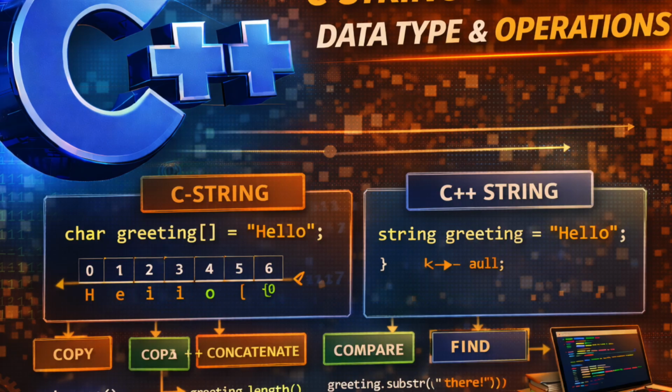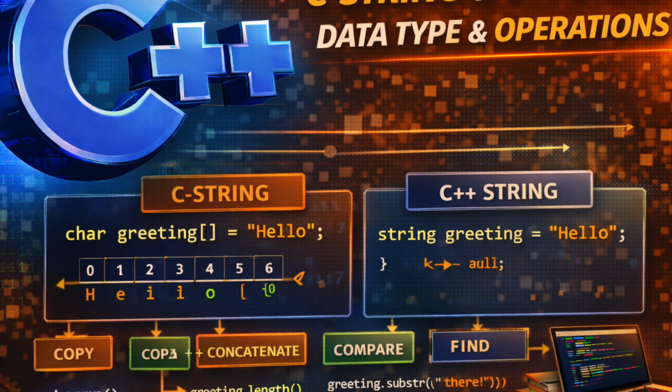The operator [], the square brackets, offers raw, unchecked access. It's faster, sure. But if you request an index that doesn't exist, like index 50 on a 10-character string, the result is undefined behavior, which usually means your program just crashes unpredictably. The classic segmentation fault waiting to happen.